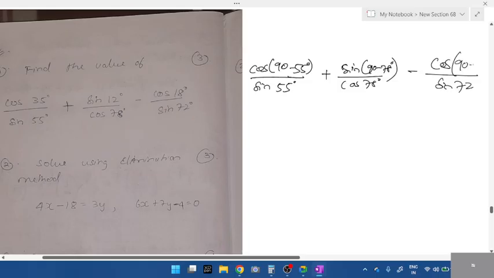Minus cos 90 minus 70. So it's a single two-step question. What is the complementary for cos? So sin 55 by... this one I shouldn't have given for 3 marks. Most probably they won't give such an easy question. They might give any tough one. Next here.